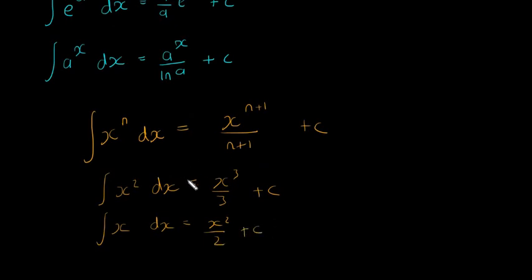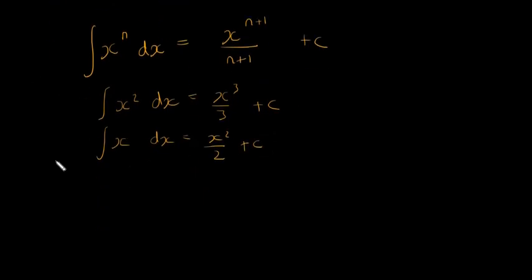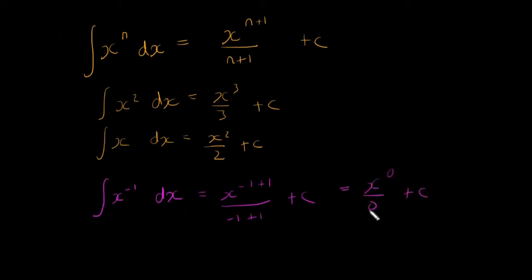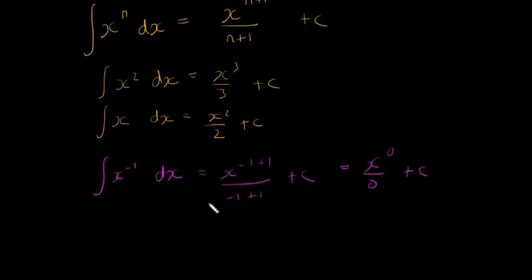And now here's the special case. If you try to integrate x to the power of minus 1 dx, and use the same rule here, you're going to get x to the minus 1 plus 1 over minus 1 plus 1, plus c. And that's equal to x to the 0 divided by 0 plus c. We can't ever divide by 0, okay, so it's a big no-no. So basically, it doesn't follow this rule when it's x to the power of minus 1. x to the power of minus 1 is a special case.